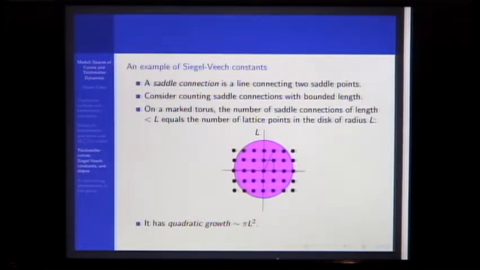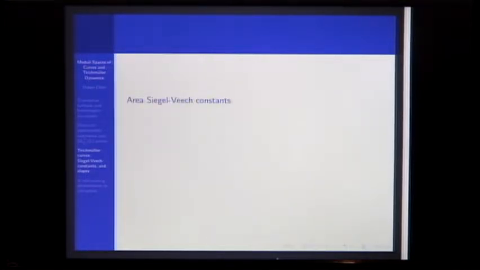In this case, you take the leading term, the leading coefficient pi, and this gives you the corresponding Siegel-Veech constant in this context if you want to count the set of connections with bounded length. So this is an easy example. Well, let me mention a different counting problem, related but slightly different, called the area Siegel-Veech constant. The reason why we count this will become clear later in the talk.